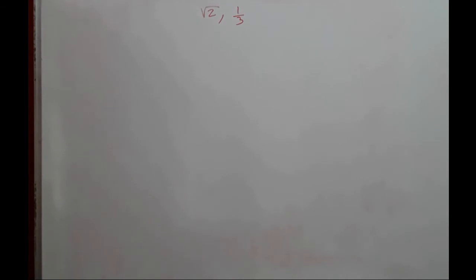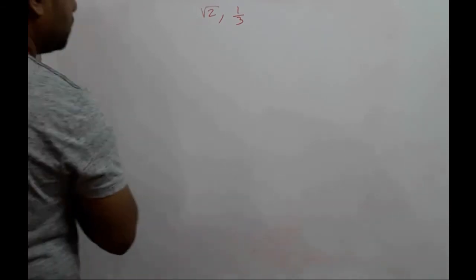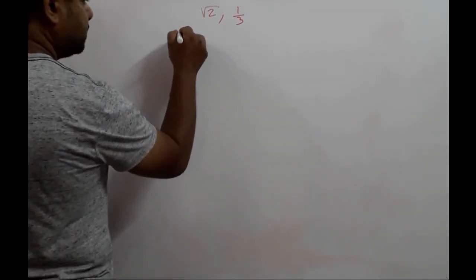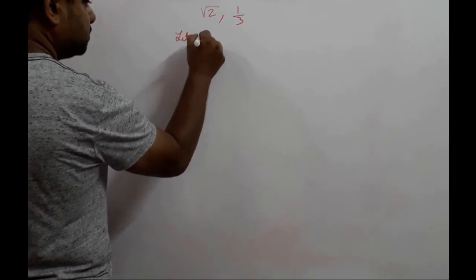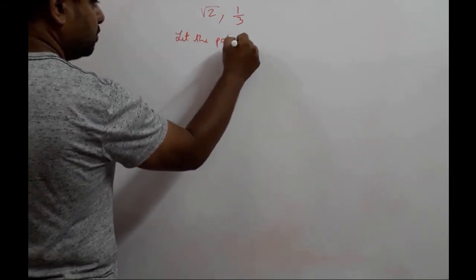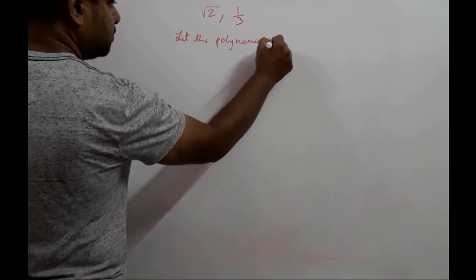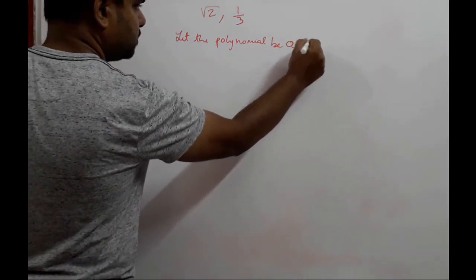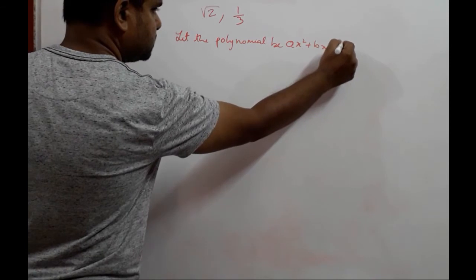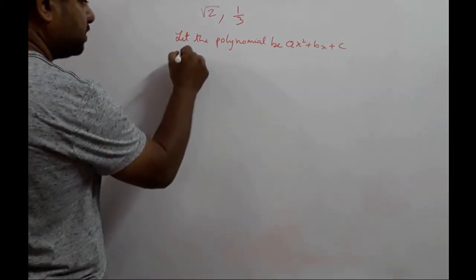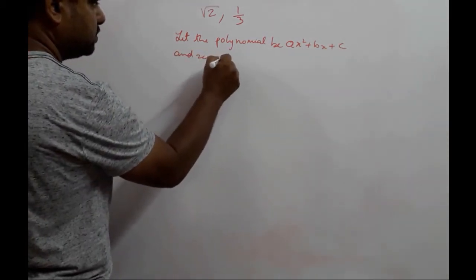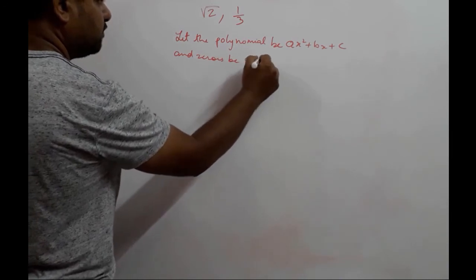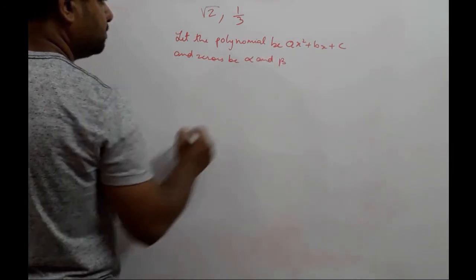Our next problem is root 2 comma 1 upon 3. Let us begin with the assumption first. Let the polynomial be ax square plus bx plus c and zeros be alpha and beta.